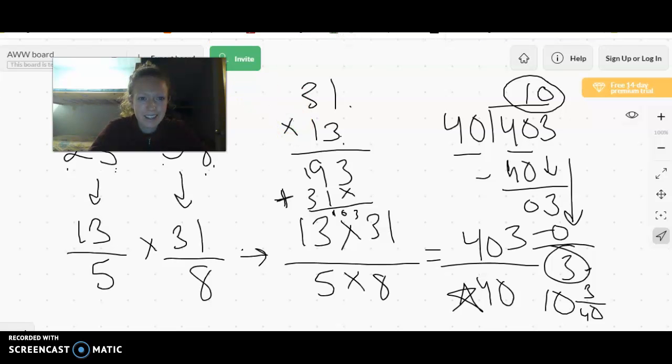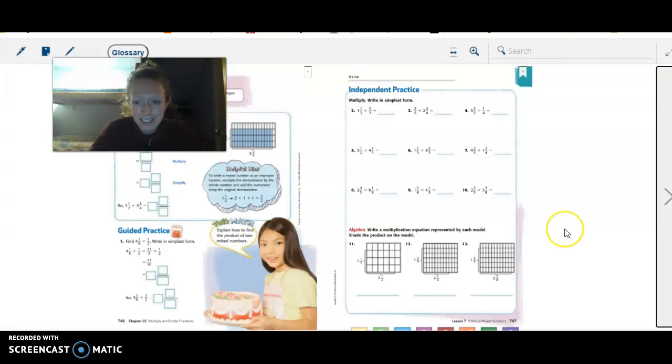All right, so let's go ahead and go back to our work. So that was the answer for number 10. We cannot simplify it anymore, so go ahead and write the answer in. And we're going to jump over to number 11. Let's first read the instructions. Write the multiplication equation represented by each model and shade the product on the model. Okay, so our fractions that we're dealing with are 1.5 times 2.5.